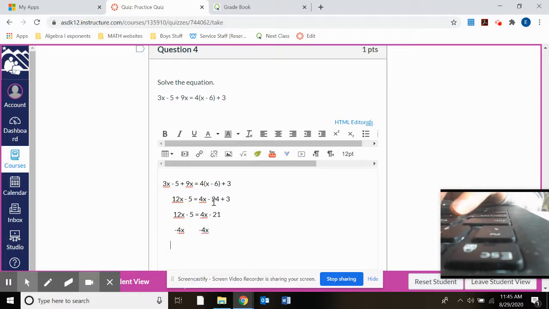Okay, so now I got to think about what's left. 12x minus 4x would be an 8x minus 5. And you can see my equal signs are not exactly lined up. Oh, it's not a 21 though, is it? There was a minus sign in front of the 21, so now it's negative 21. Now I'm going to add 5 on both sides.